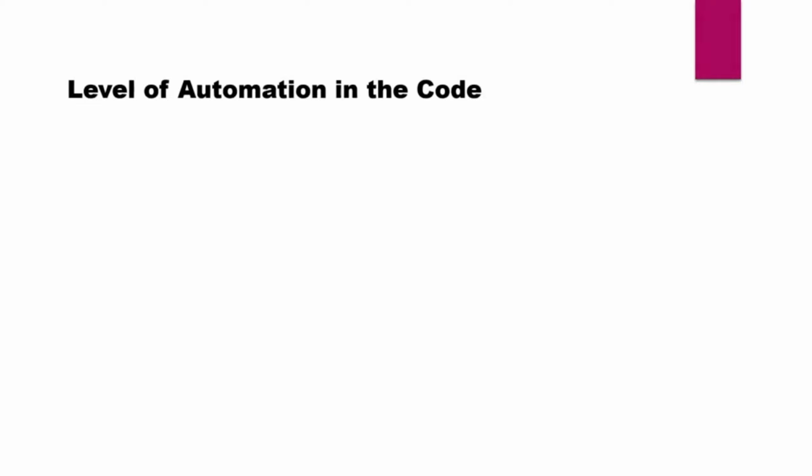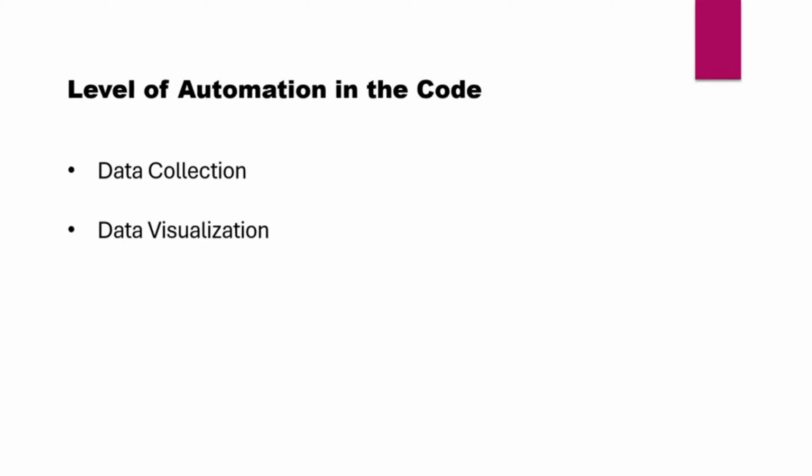Level of automation in the code. In this video, we will delve into the level of automation achieved in the code that we have been working on. Firstly, the data collection. Let's start with the data collection process. In our code, data is manually input as static values. While this gets the job done, it requires human intervention to update the data.